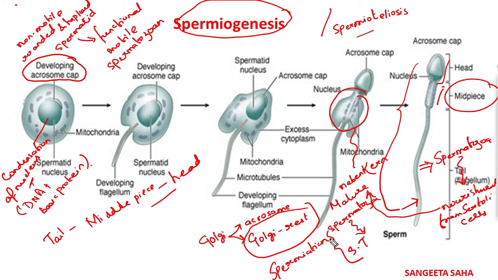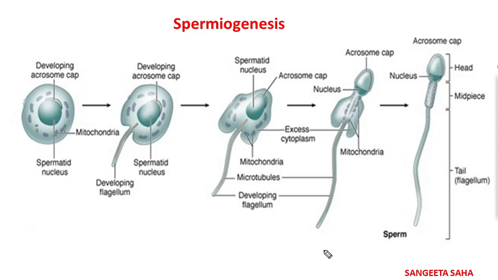Fine. So we have learned here that when the non-motile, rounded, haploid spermatids develop into a functional and motile spermatozoon, it is known as spermiogenesis. And when the spermatozoa become matured and get released into the seminiferous tubules, that process is known as spermiation. So this is all about spermiogenesis. In the next lesson, you're going to learn about the structure of the sperms. Thank you.